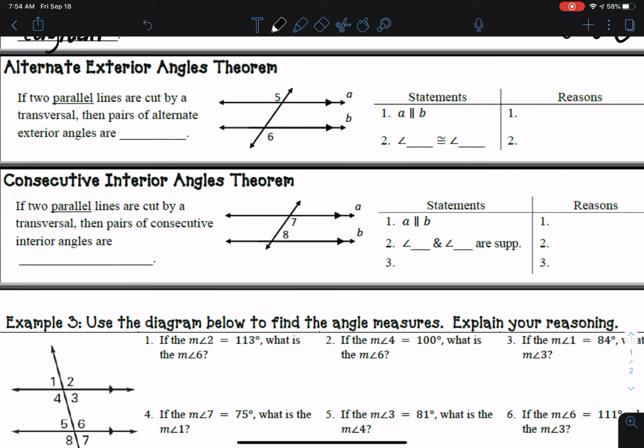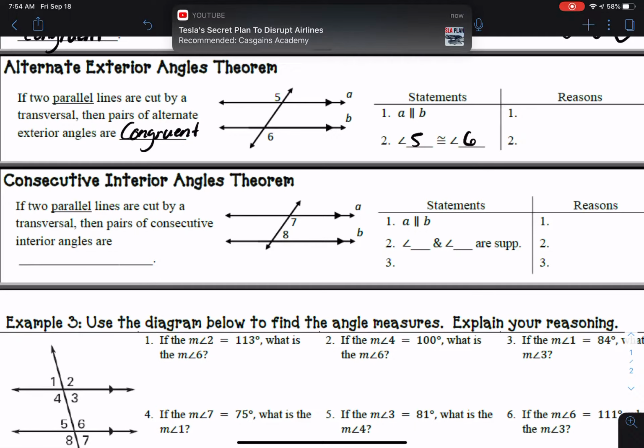Alternating exterior angles. So this time I have alternating on the left side of this line, and on the right side of this line. So they're alternating one side or the other, okay? And they're on the outside out here, so they're exterior, okay? Then these pairs of alternating exterior angles are also congruent. Okay, so if A and B are parallel, then 5 and 6 are congruent.